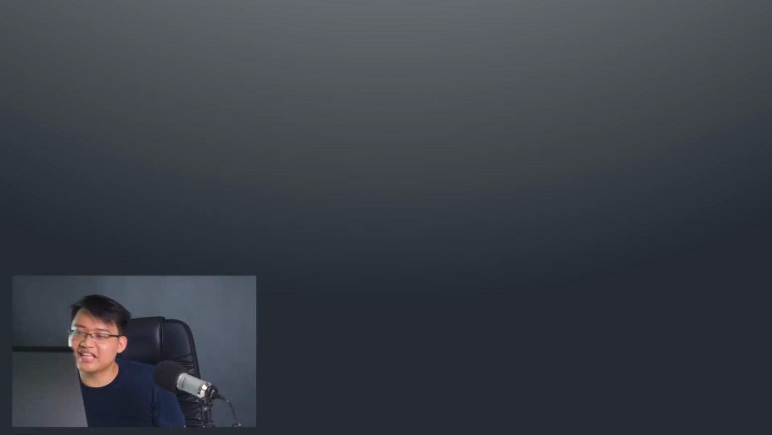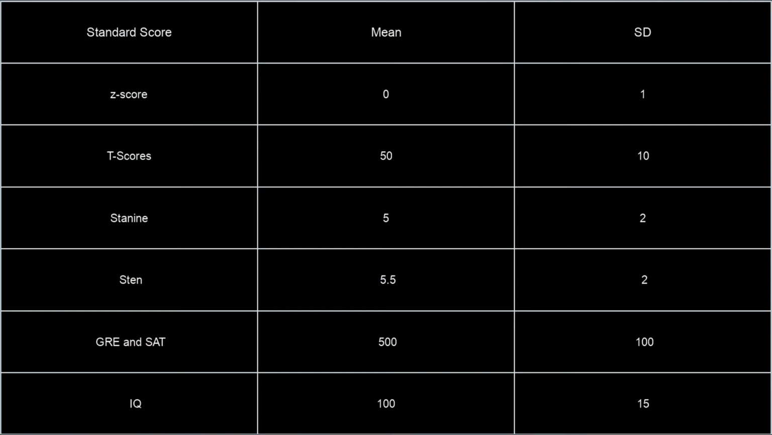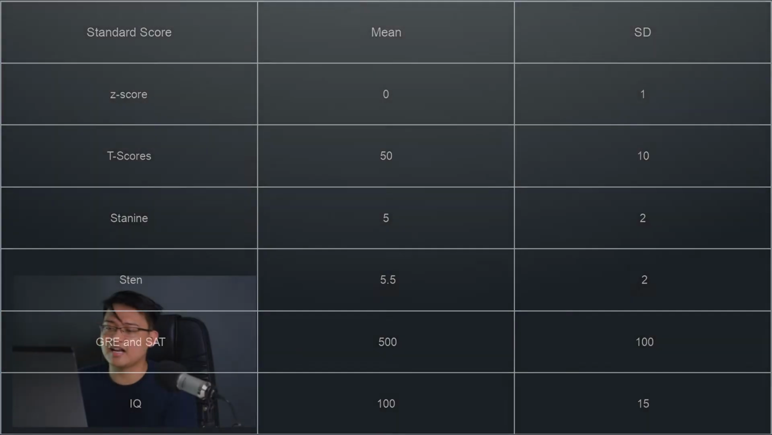So here, we have a table. I want you to take a picture, copy this, take notes of this, memorize this, because these are givens and they are rarely stated in the questions, if ever they were stated at all. But these are the usual standard scores that you will see as mentioned in Cohen's word list. So, z-score, t-score, STA 9, 10, GRE, SAT, and IQ.